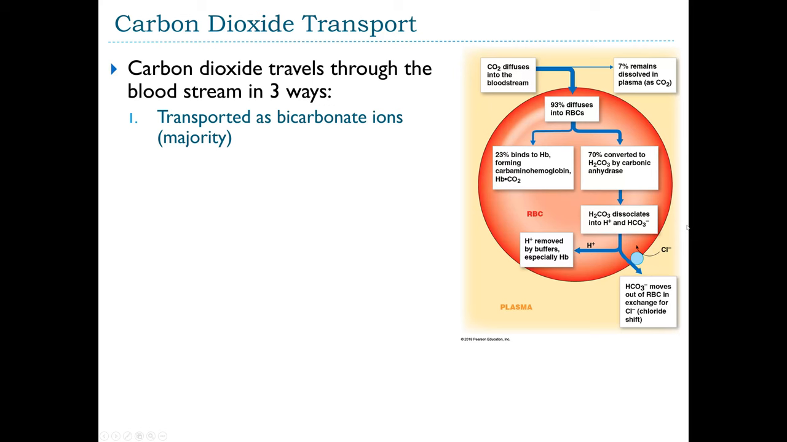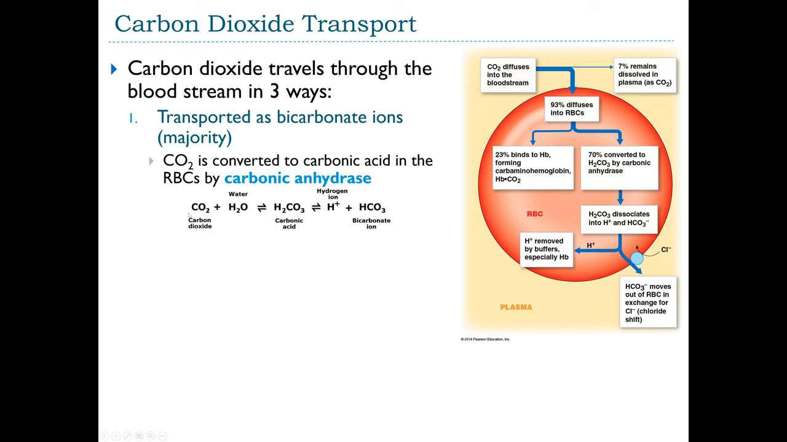So if we look at this picture from your textbook, we start with the CO2 that diffuses into the bloodstream from the tissues. Of this CO2 that enters the bloodstream, 93% of it is going to diffuse into red blood cells. And of this 93%, 70% is converted to carbonic acid by carbonic anhydrase. So I mentioned this before, carbon dioxide inside red blood cells can be converted to carbonic acid by the enzyme carbonic anhydrase. And here's the equation again.